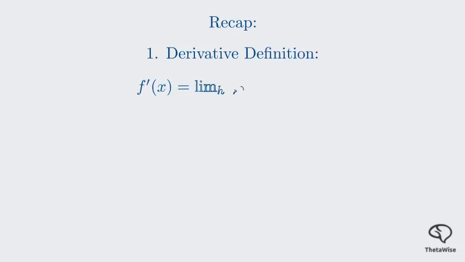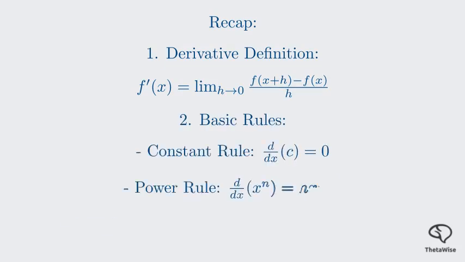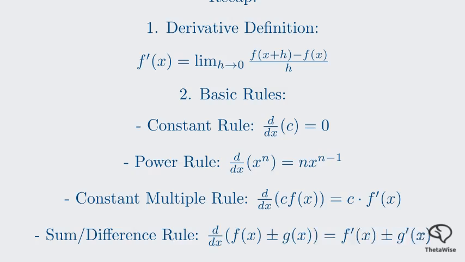Let's recap what we've learned in this course on differentiation. We started with the fundamental definition of the derivative as the limit of the slope of a secant line. This gives us the instantaneous rate of change of a function. We then moved on to the basic rules that make differentiation much more efficient: the constant rule, the power rule, the constant multiple rule, and the sum and difference rules.